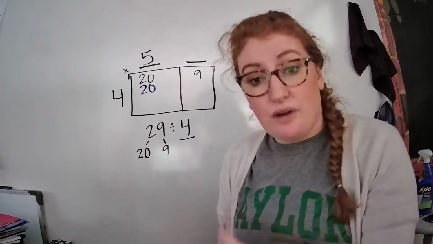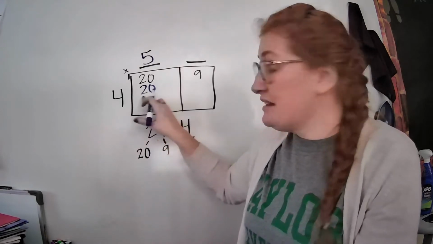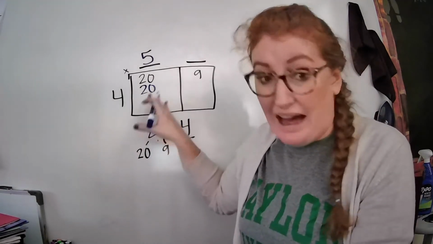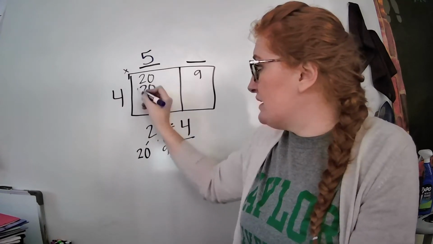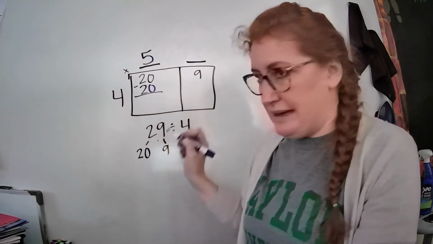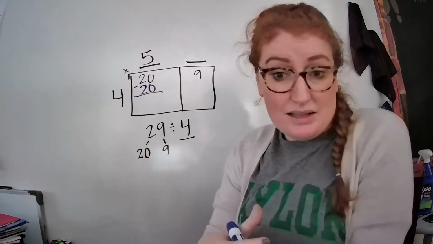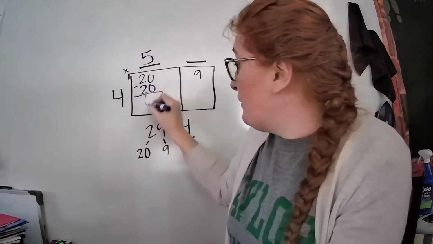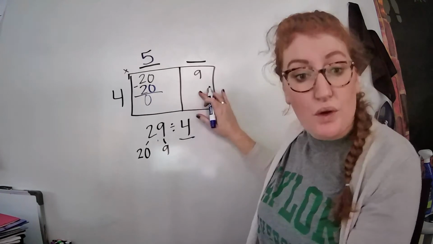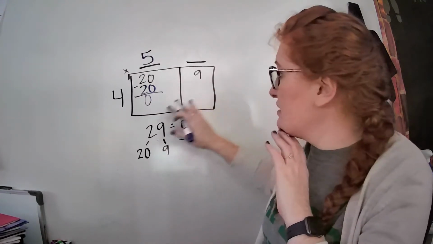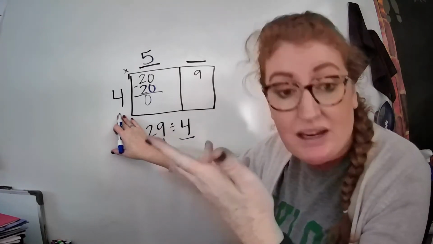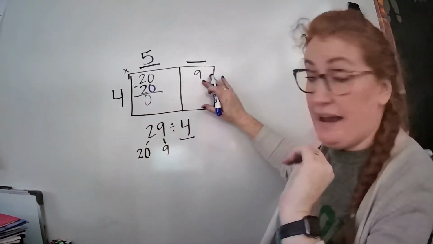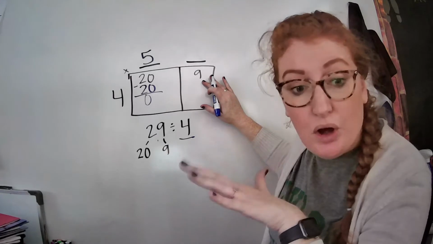Now, before I can move on, I can't have anything left over in this box. If I have something left over, I have to do something with it. So I'm going to subtract here. 20 minus 20, well, it all goes away. That's equivalent to 0. So now I know that I can move on to the 9. Now I have to think again, what times 4 is going to get me as close to 9 as possible without going over?